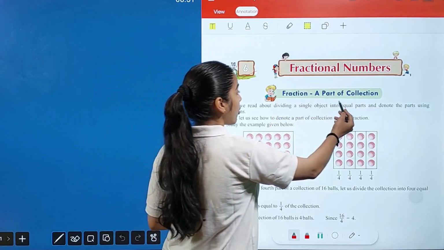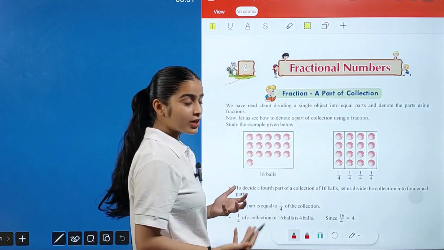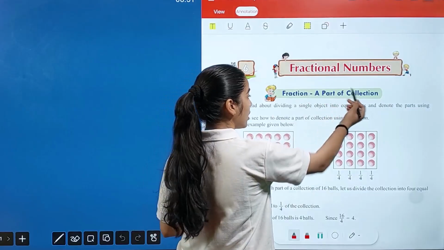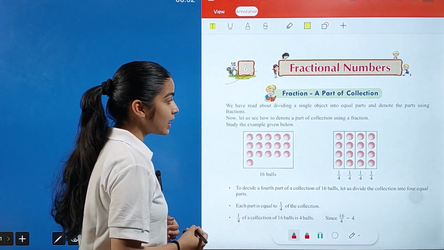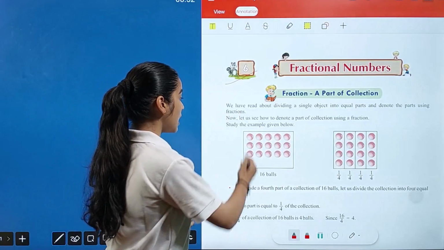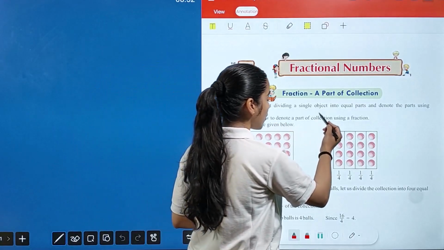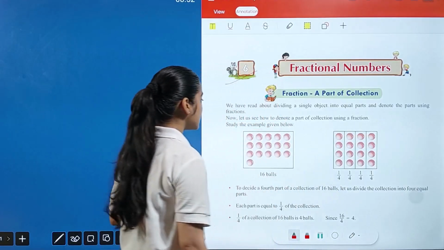Fraction, a part of a collection. So what does it mean by fraction? Fraction is a part of a whole collection. We have read about dividing a single object into equal parts and denoting the parts using fractions. Now let us see how to denote a part of a collection using a fraction. Study the example given below.